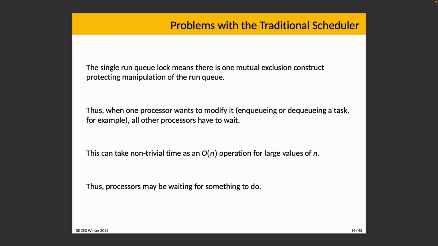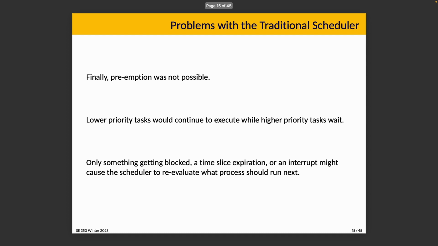So that's not good. That's not good at all. And preemption didn't work as expected either. Lower priority tasks would continue to execute while higher priority tasks would wait. Only something getting blocked, a time slice expiration or an interrupt, might be a trigger to cause the scheduler to reevaluate what process should then be executing. So all of those things were not very ideal for a modern symmetric multiprocessing system.